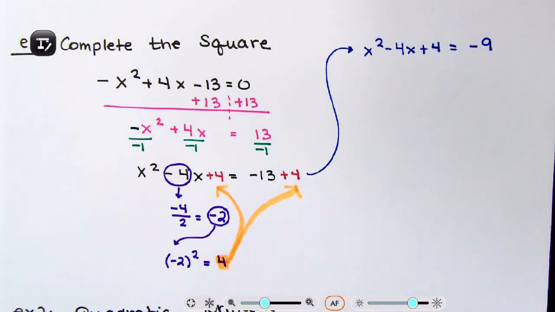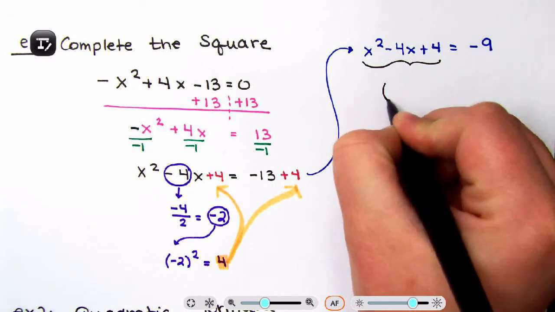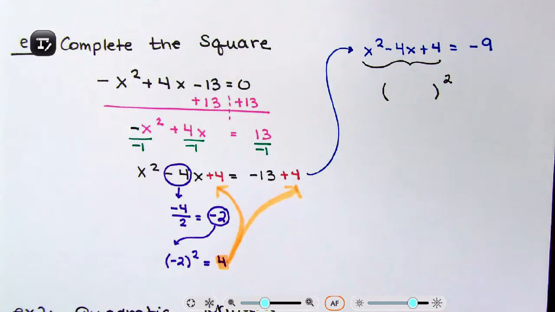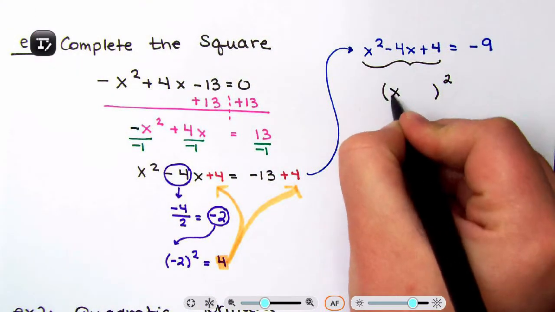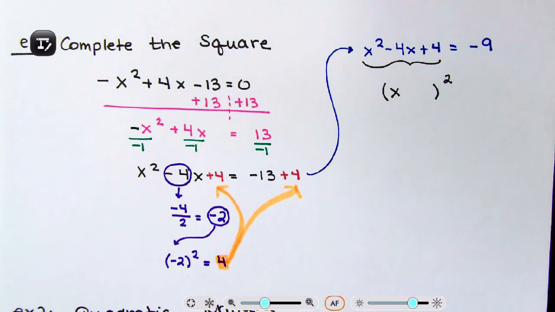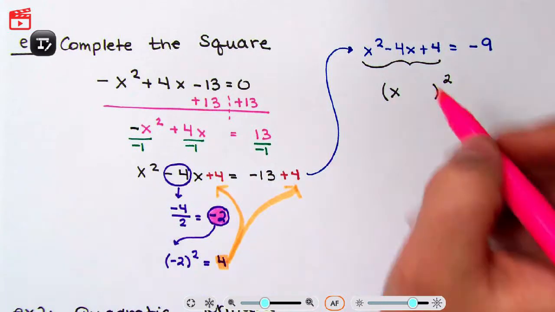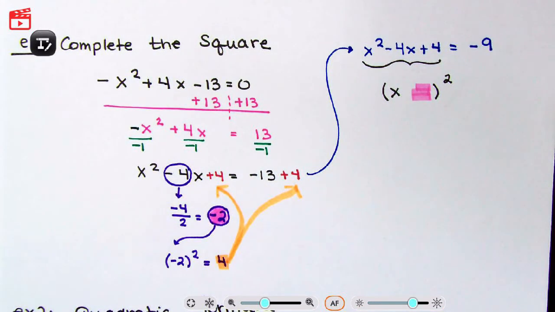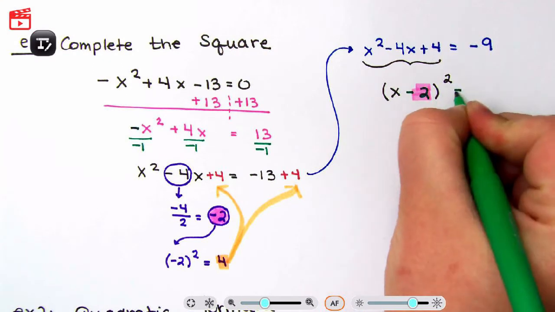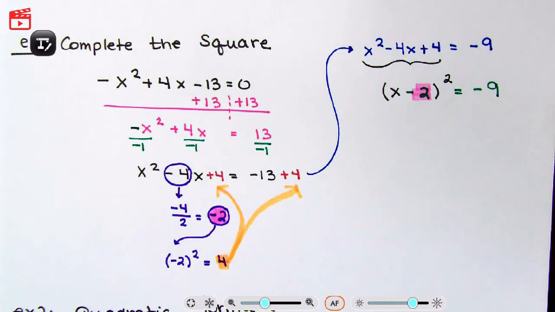Now, the purpose of completing the square is to get a perfect square binomial. And what that means is you're always going to end up on this side here with a binomial that's been squared. Now, what do you write inside? We're going to write an x for your variable. And then going back to when you first divided by 2, this product of negative 2, that's what you're going to put in here. So you're going to say x minus 2 squared, and that's equal to negative 9. Now, before we had complex numbers, we would say this had no solution because you're going to end up having to take a square root of a negative number. Because we have complex numbers, you can continue to solve.